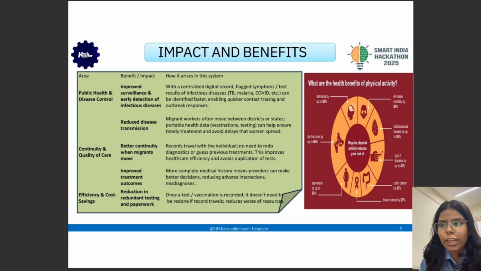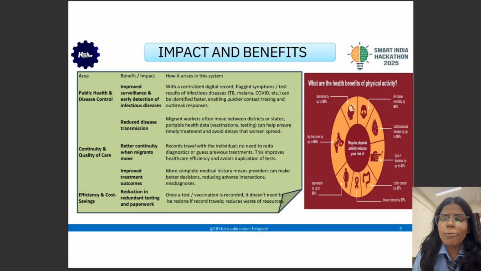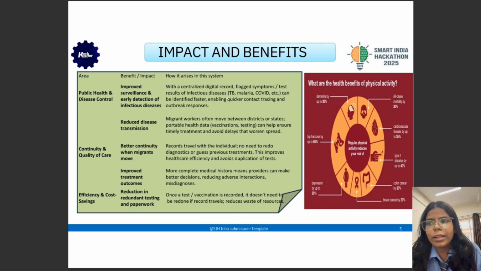point is continuity and quality of care, and the benefit is better continuity. Again, we talk about impact and benefits, and the division of this table is area, benefit, impact, and how it arises in this system. The first area is public health and disease control. The benefit is improved surveillance and early detection of infectious disease. How it arises in the system: a centralized digital record with flagged symptoms and test results of infectious diseases, for example TB, malaria, COVID, etc., can be identified faster, enabling quicker contact tracking and outbreak response. And the impact is reduced disease transmission.